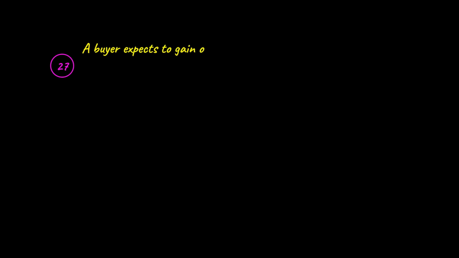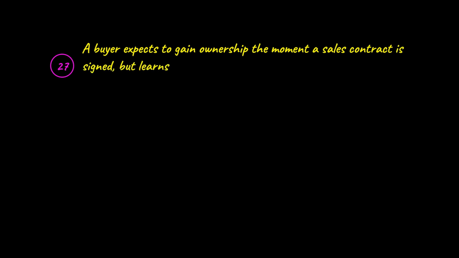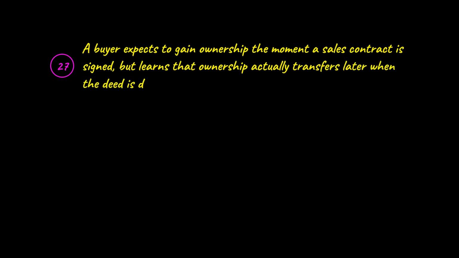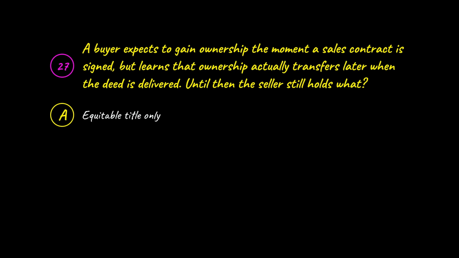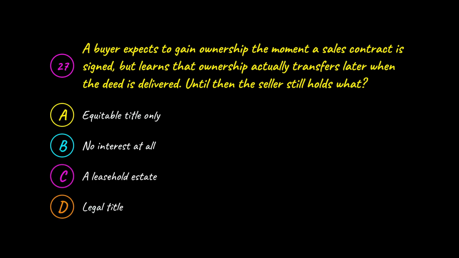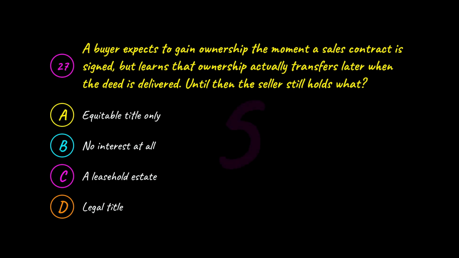Question 27. A buyer expects to gain ownership the moment a sales contract is signed, but learns that ownership actually transfers later when the deed is delivered. Until then, the seller still holds what? Your options are A. Equitable title only. B. No interest at all. C. A leasehold estate. D. Legal title. Before I reveal it, which one do you think is right?